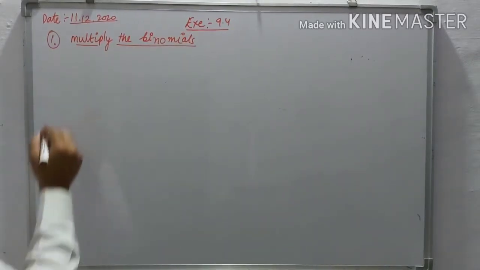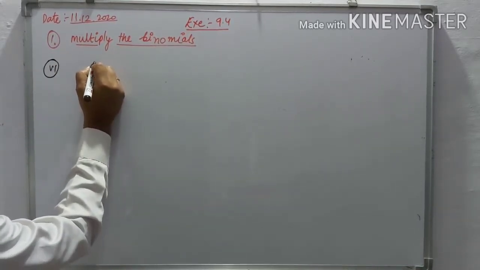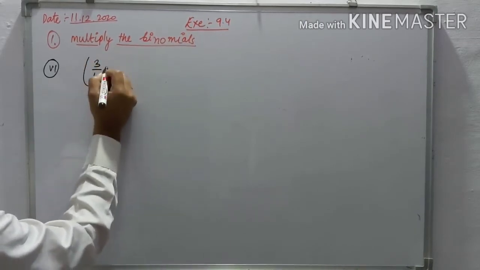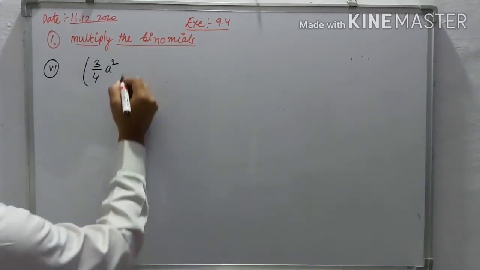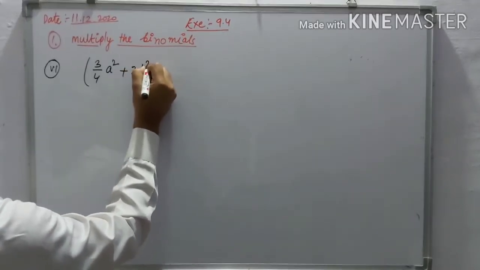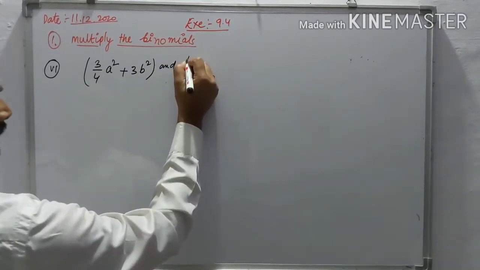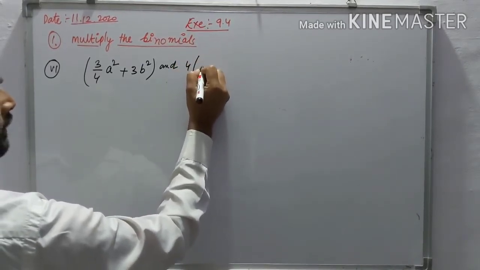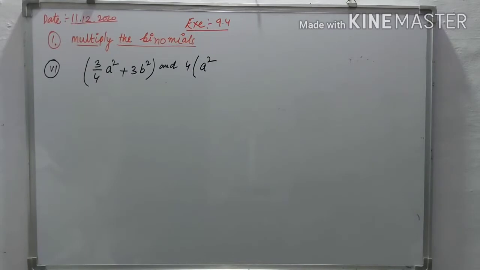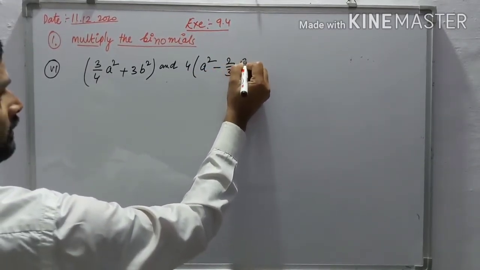Now the next question is question number 6. Question number 6 is: 3 upon 4 a square plus 3b square, and before the 4, a square minus 2 upon 3b square.